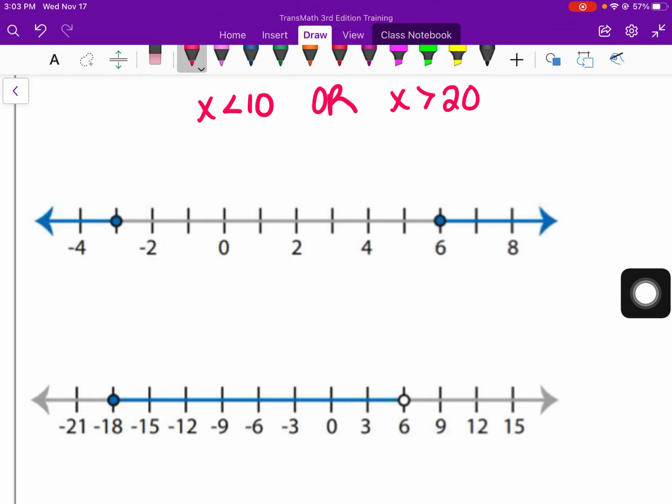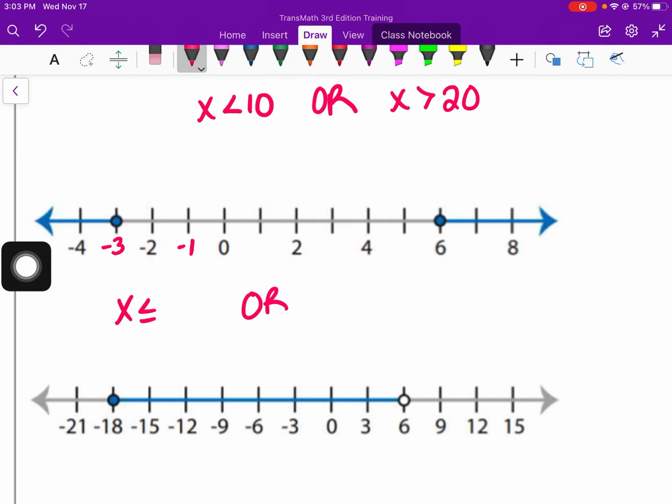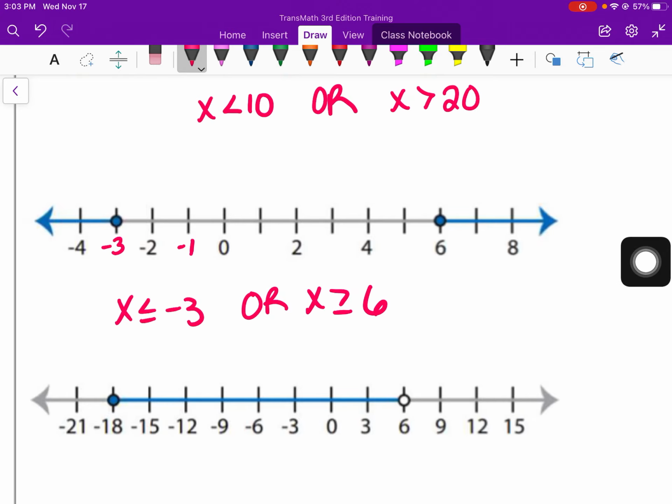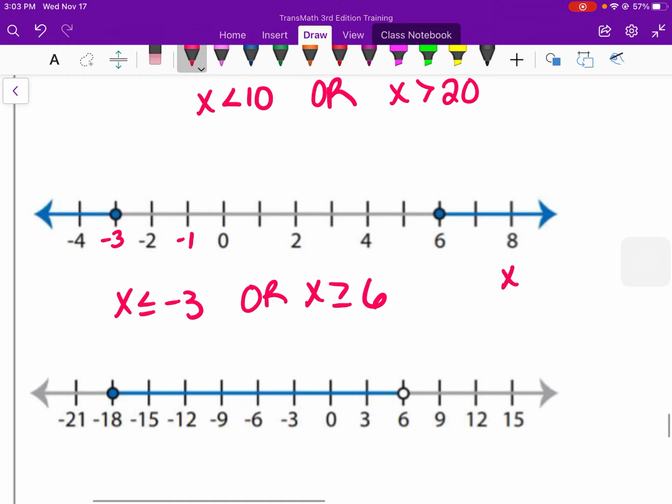This one's similar, but it looks like we're counting here. This would be at negative 3. It's an OR again because we're going two separate directions. The left side, we're at negative 3. It's included, and then all the values that are less than, so it's less than or equal to negative 3. Or then we're at 6. 6 is included, and then all the values greater than or equal to 6. So x is greater than or equal to 6. When you're writing these, make sure you put your variable on the left, and then the number on the right, which we'll review in a second.